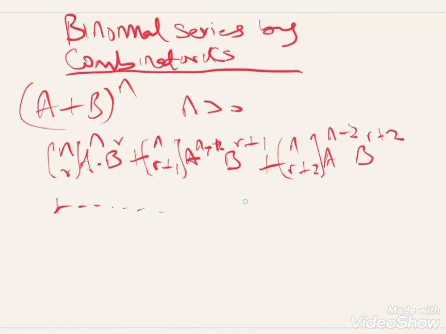So this is how we can represent the binomial expansion using combination. It means that nCr here shows the binomial coefficient of the first term. nC(r+1) shows the binomial coefficient of the second term. Here nC(r+2) shows the binomial coefficient of the third term, and in that order.